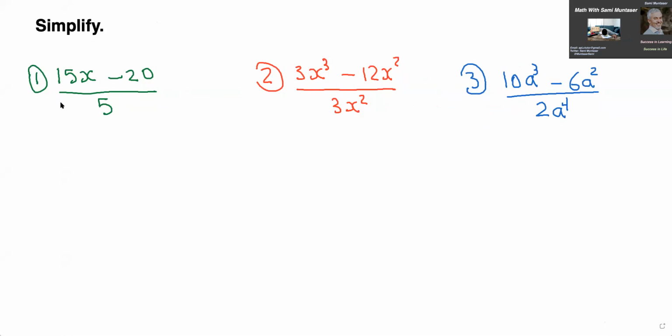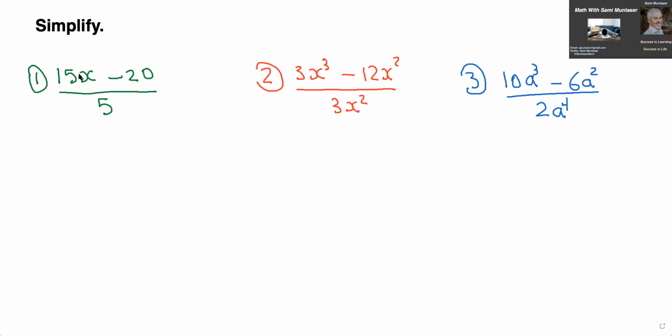A lot of students, and maybe some teachers, teach it that way, where you could go 15x divided by 5 gives you 3x, and then minus 20 divided by 5 is 4. I don't advise you to do it that way. Why? Because we learned how to do greatest common factor. That works here and works here, but when you get here, it doesn't work. So get used to doing the greatest common factor.